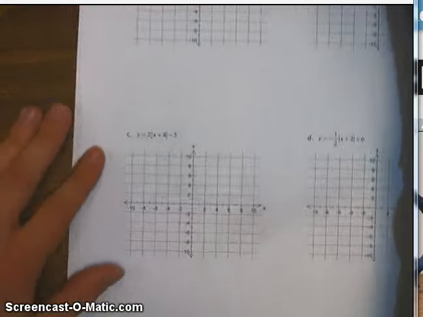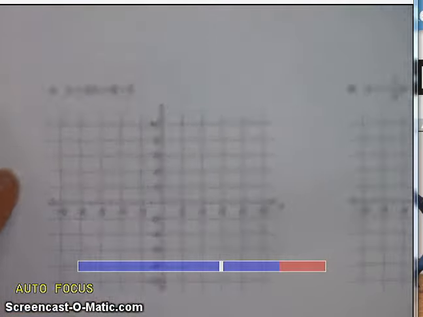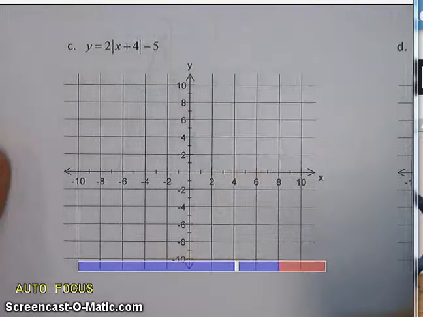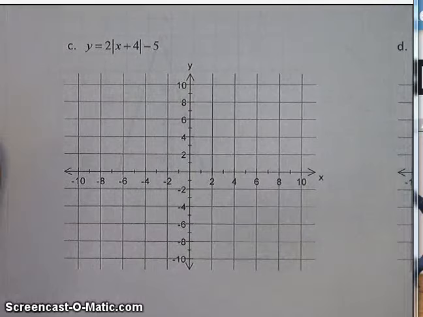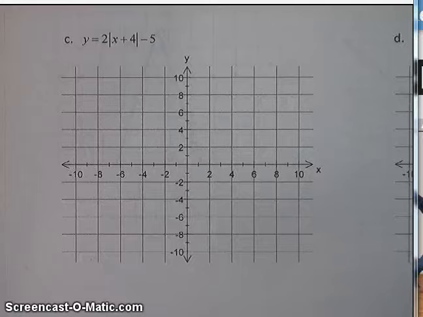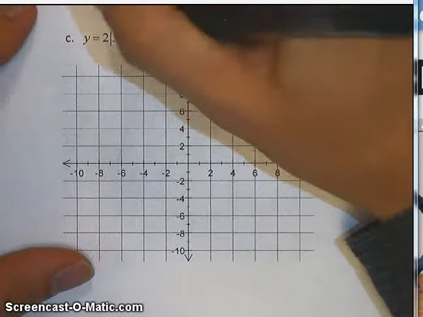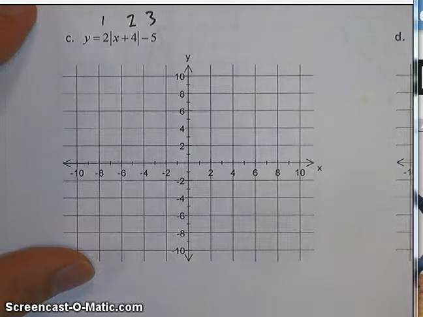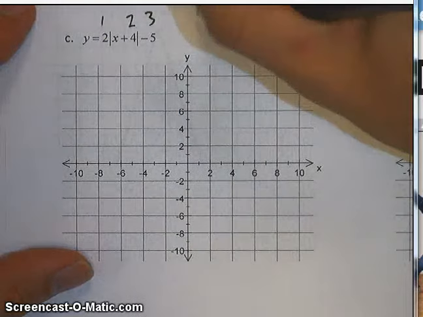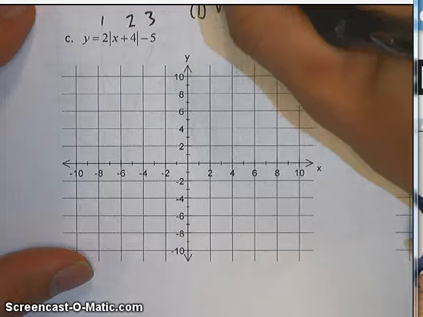I'm thinking maybe some of the harder ones. If we're going to write an equation, the first thing we want to do is just identify the transformations. I count 1, 2, 3 transformations on this thing. The first one, that's a vertical stretch.